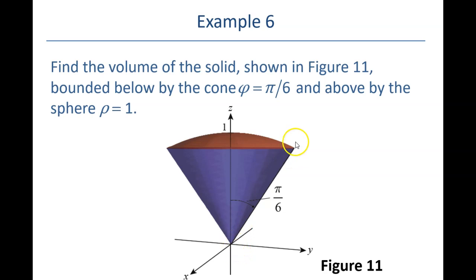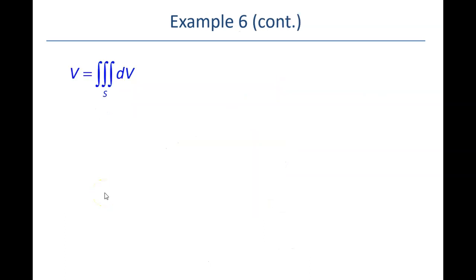That's just an angle. So we would just go along this angle coming off pi over 6, and we would rotate all the way around with theta, and we would create that shape. But we're bounding it above by the sphere, just rho equals 1. So we've got this sphere above this cone, and that's what we're going to try to set up and find the volume for.